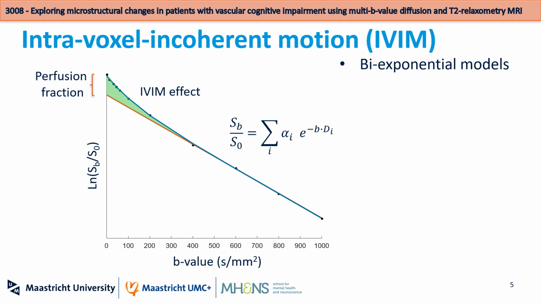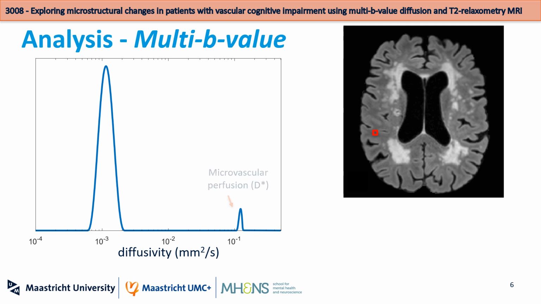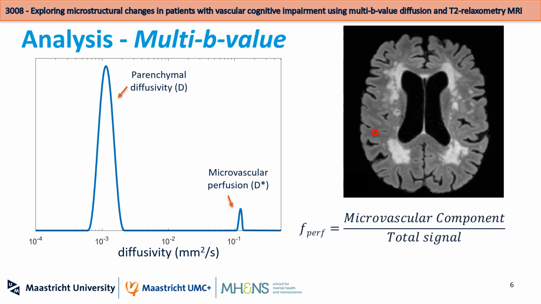Traditionally, the diffusion and perfusion components are separated using bi-exponential models. However, recently, spectral analysis using, for example, non-negative least squares gained a lot of attention. Using spectral analysis, we can obtain a spectrum of the IVIM components for a given voxel. For example, the spectrum of a voxel might look like this, with a microvascular perfusion component and a parenchymal diffusion component. From this, the perfusion fraction can be calculated.